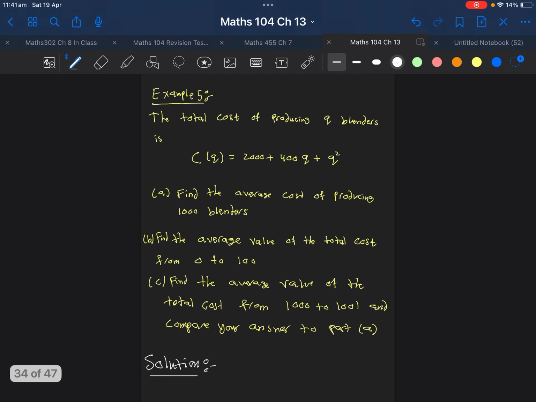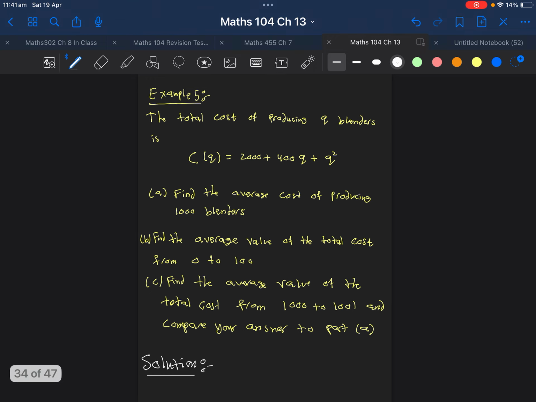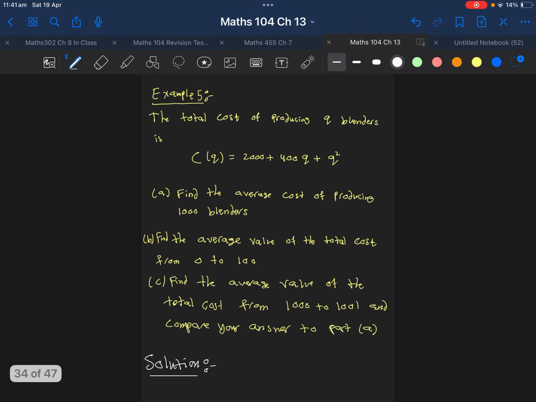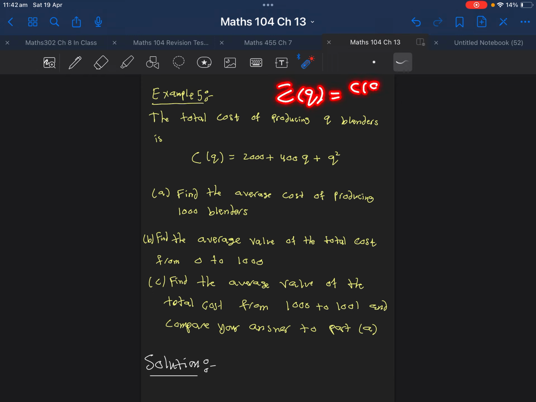The last question, question number 5, has multiple parts. We need to do them. And here is something a little bit different in this question. Well, what is different? In the previous questions, we were asking you to find the average cost. But remember, we have a different formula for the average cost. It was C of Q divided by Q.